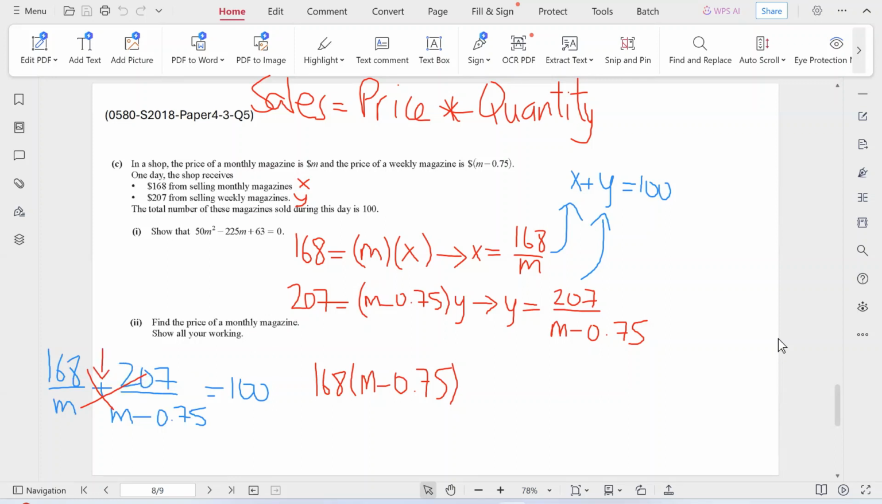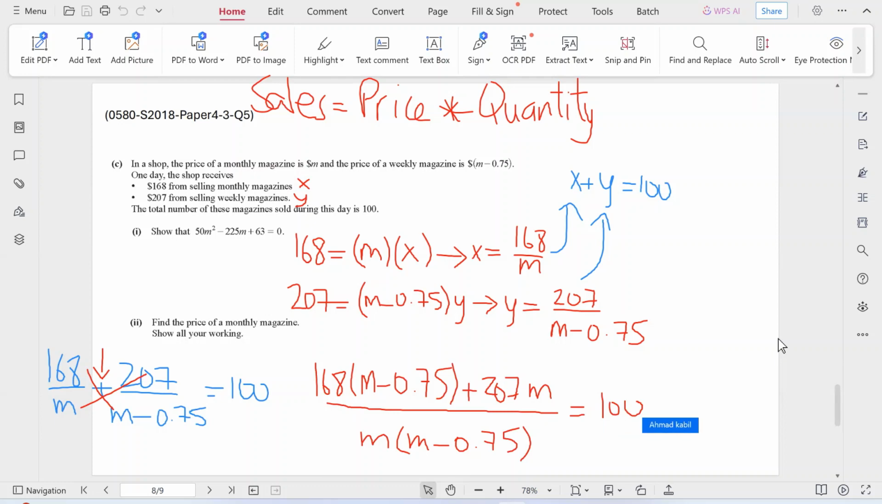So plus 207M divided by M times M minus 0.75. And all of this gives us 100. So the easiest thing to do here is to take the denominator and put it next to 100 here. So we have 100M times M minus 0.75. And we no longer have a denominator to begin with at all.